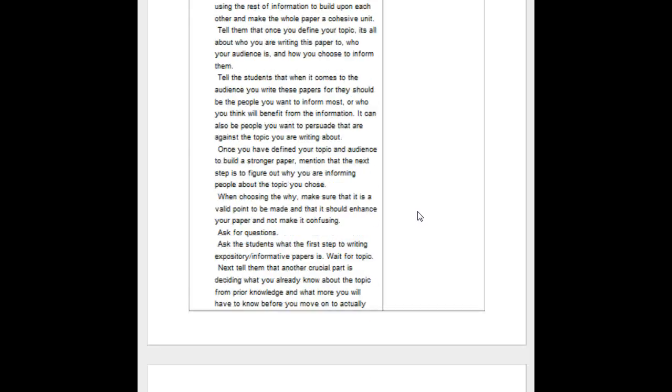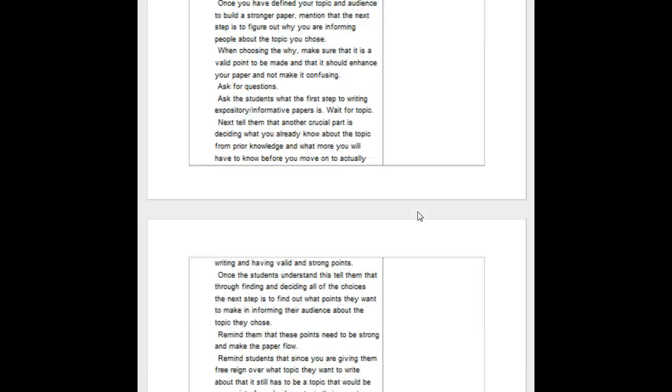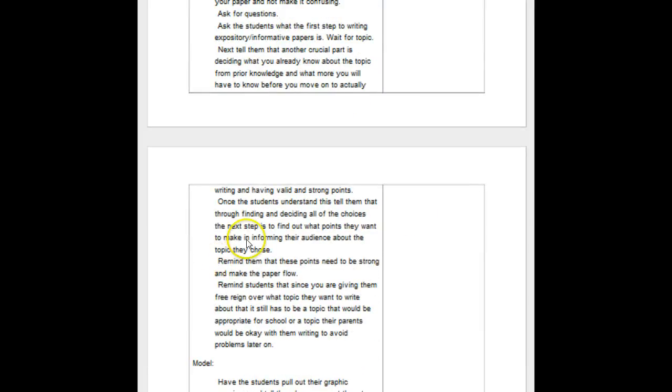This piece, hold on, where was it? Here, right here. You say to choose points and make sure that they're strong points. Remind them that these points need to be strong and make the paper flow. Okay, these are very subjective words, all right, strong and flow. You need to make them concrete for the students.